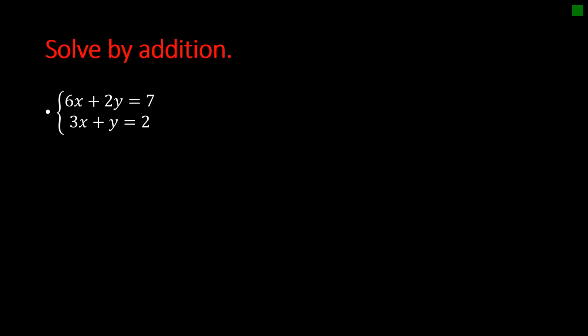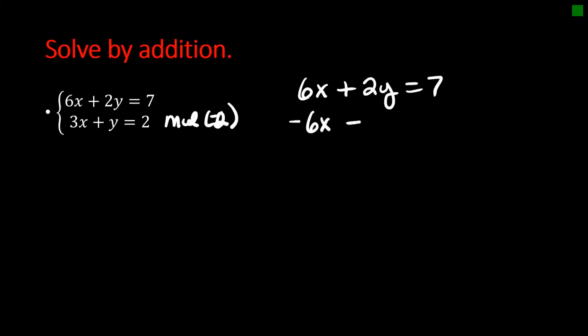Let's look at another one. We have 6x plus 2y equals 7 and 3x plus y equals 2. Again, if we add both of these equations together, neither one of our variables goes away. But if I look at my y's, if the y term in the second equation was negative 2y, then they would. So let me multiply my second equation by negative 2. My first equation stays the same. My second equation, when I multiply by negative 2, becomes negative 6x minus 2y equals negative 4.